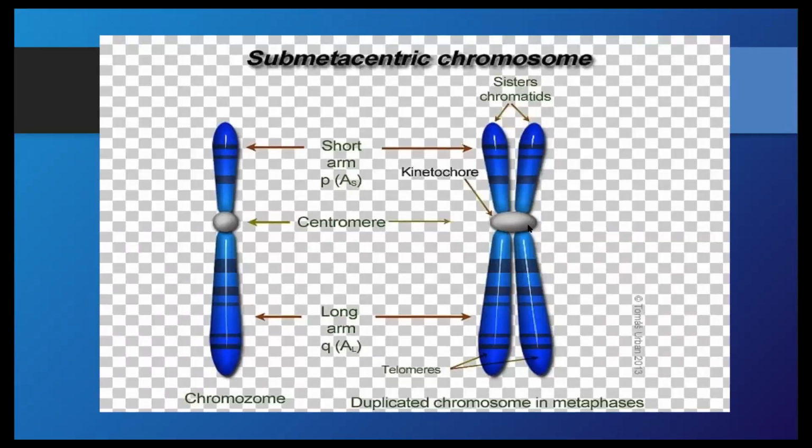This is where your centromere actually attaches its spindle fibers. This is the centromere. This is your sister chromatids. This is the short P arm and the Q arm. Telomeres, what are the telomeres? This is the protection of the chromosome, so it is not damaged. This is the end of your DNA structure.